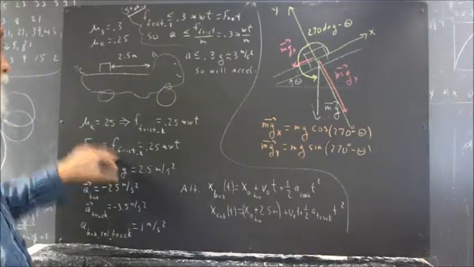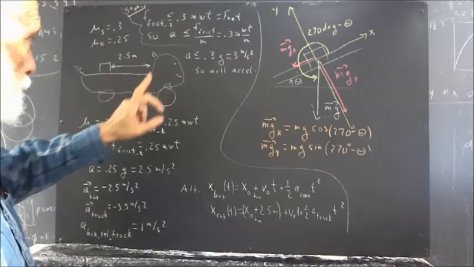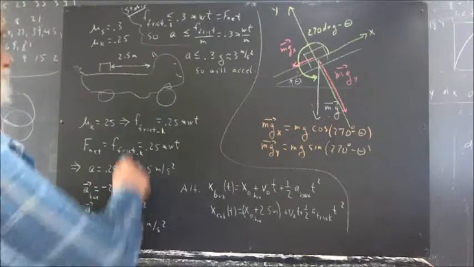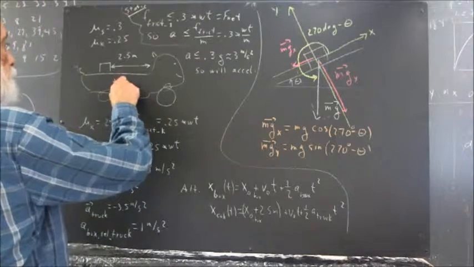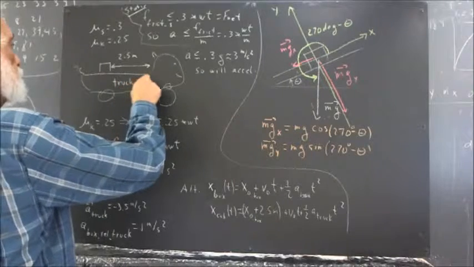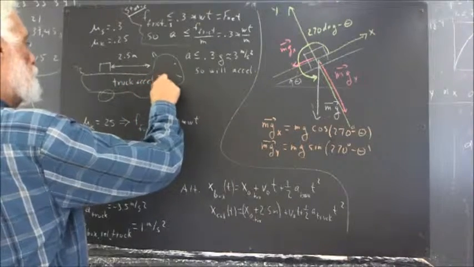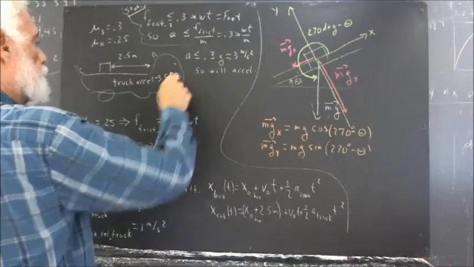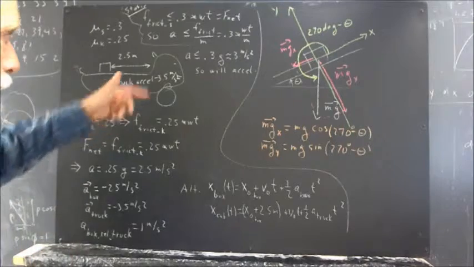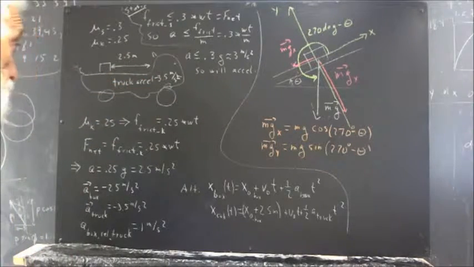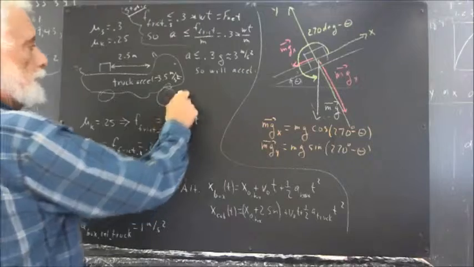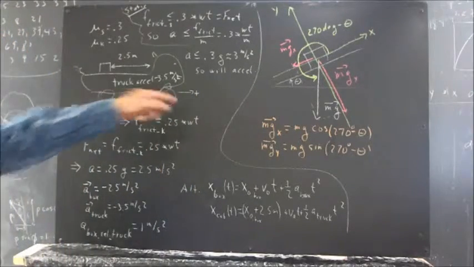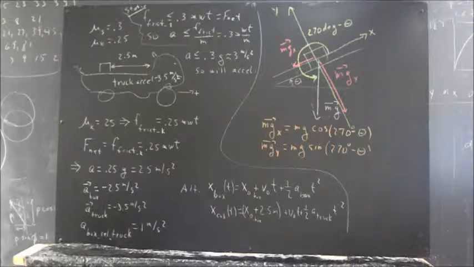Now, to be sure that the box really does slide, the acceleration of the truck is said to be negative 3.5 meters per second squared, meaning the truck is going to slow down at 3.5 meters per second squared. And that means implicitly we assume that this is the positive direction and that the truck is moving in the positive direction.